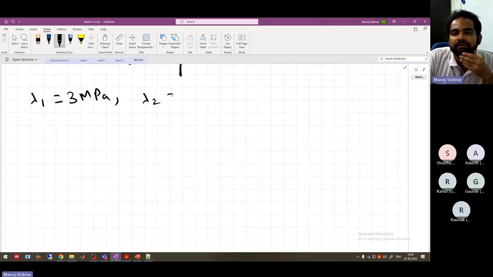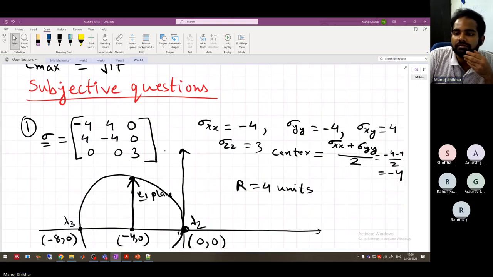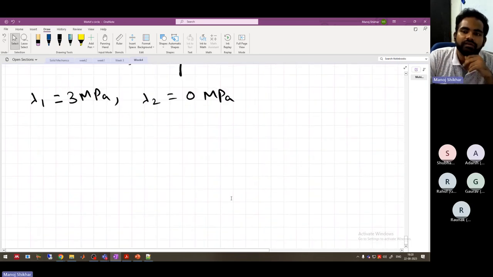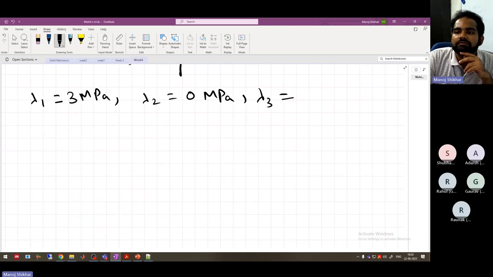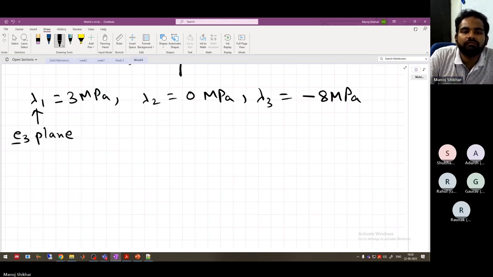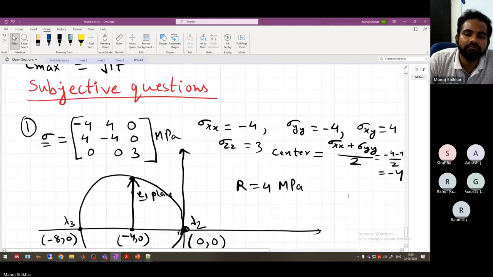So lambda1 is 3 MPa, lambda2 is 0. I'm assuming that they have given it in MPa. So here also maybe I should write MPa. Now the question is completed because we have units. Lambda3 is what? Minus 8 MPa. Now the first principal plane, this is E3 plane. First principal plane is E3 plane. You can see E3 plane is one of the principal planes.